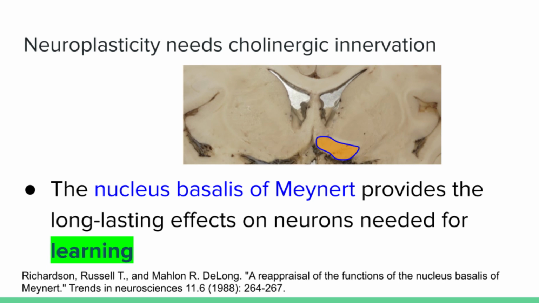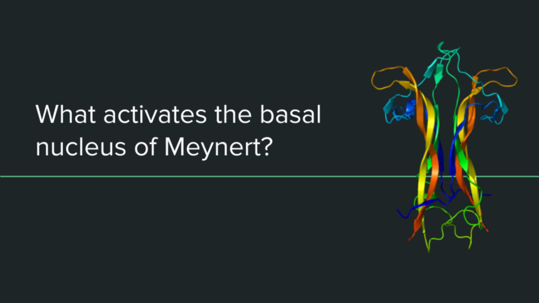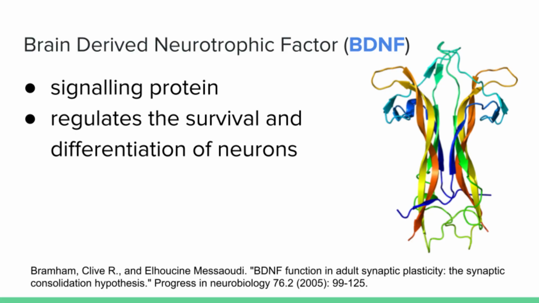Because here is the seat of wanting to learn, of wanting to know more, of finding what's new, what's real, what's important. Basically, everything you need to know to grow as a person, to learn new things, to change for the better, depends on your basal nucleus of Meynert. But what activates the basal nucleus of Meynert? It is brain-derived neurotrophic factor. But that is the subject of another lecture. Basically, it's all about brain plasticity, neuroplasticity.